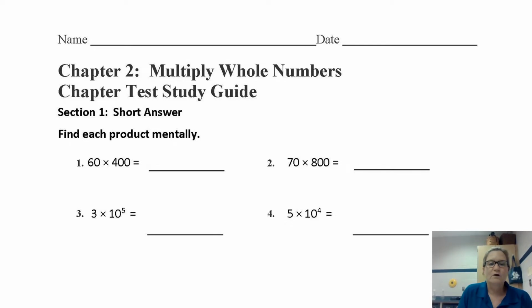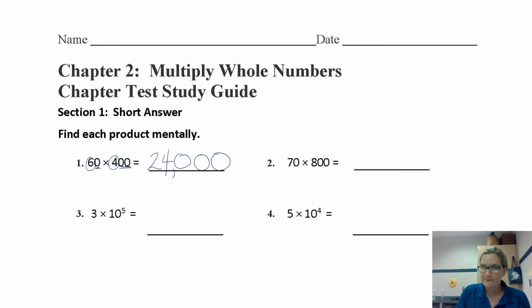All right, so when you have numbers that end in zeros, you can simply multiply the first two numbers, in this case 6 times 4 equals 24, and then add the zeros at the end. So there would be 3 zeros. So this would be 24,000.